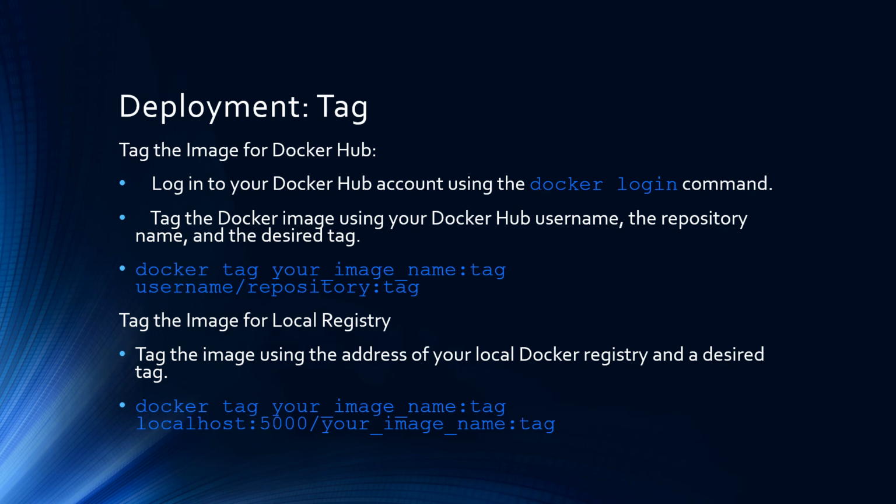A robust tagging strategy should include both version information and environment indicators. For example, you might use tags like prod-v1.2.3 or staging-latest. When working with local registries, ensure proper SSL configuration for secure communication. Remember that the latest tag, while convenient, can be dangerous in production environments as it makes it difficult to track which version is actually deployed. Consider implementing a tag retention policy to prevent your registry from becoming cluttered with old images.